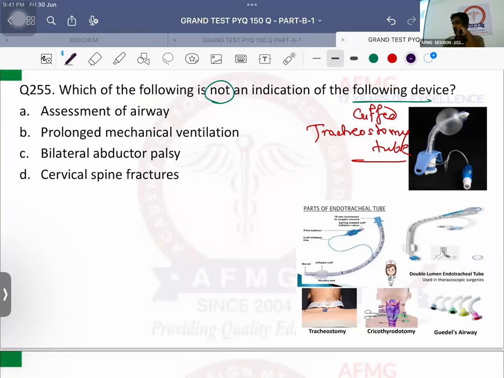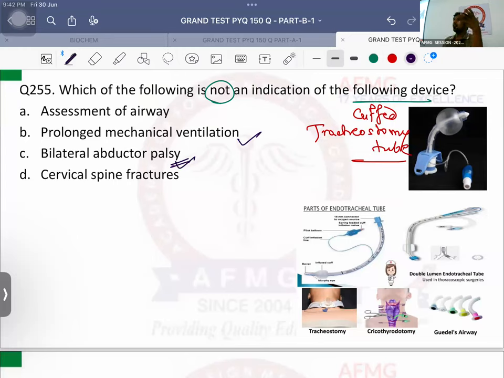What are those usually? Bilateral abductor palsy, because we have seen bilateral abductor palsy is due to bilateral RLN injury. Both vocal cords will be closed. Can you intubate? No. So in that condition, we'll perform tracheostomy. Prolonged mechanical ventilation. That means a patient is admitted for 3 weeks or more in the ICU, and or a comatose patient. Definitely, ET tube cannot be kept for a longer duration of time because it causes laryngeal edema. Therefore, we have to shift to tracheostomy as well.